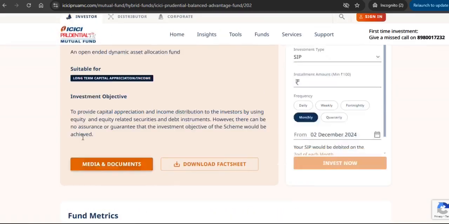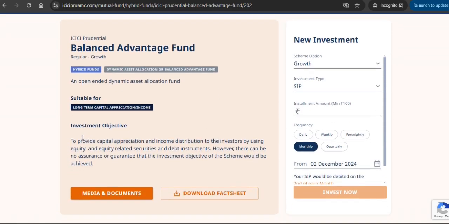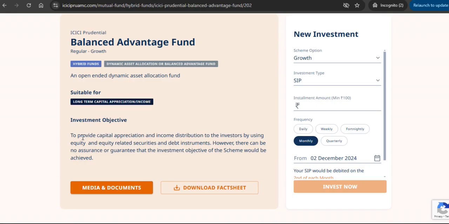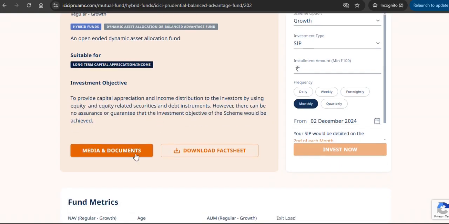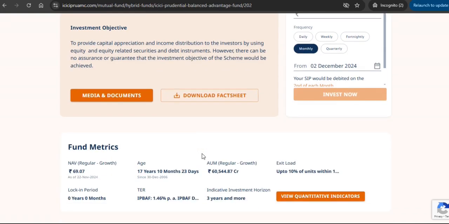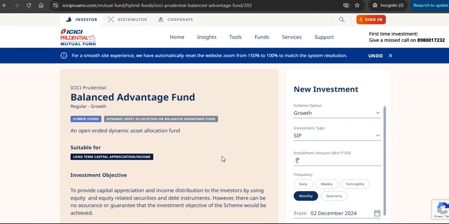For any mutual fund, there is a fact sheet they provide. Just go to Google and search, like Axis Mutual Fund fact sheet, or ICICI Prudential Balanced Advantage, or whichever fund you have. Just type it in Google and you will come to the respective page where you can download the fact sheet. If you download it, you will get to know how it is performing. Based on that, you can see the performance of your mutual fund.